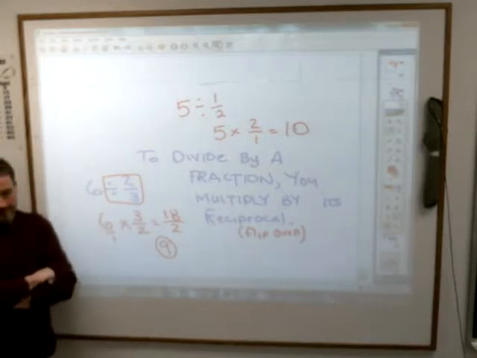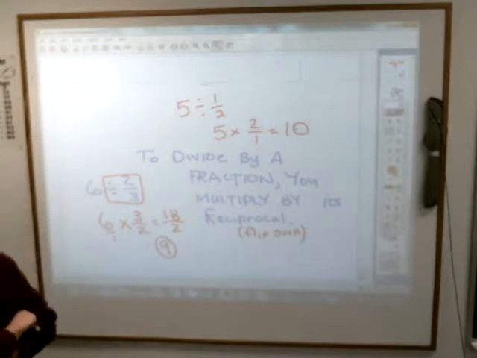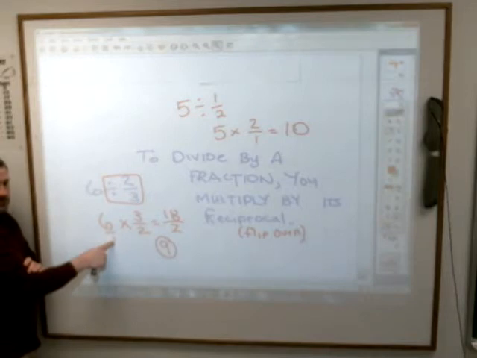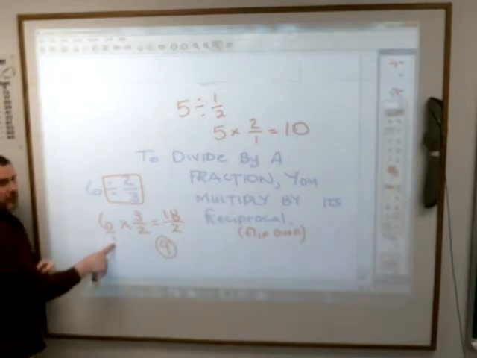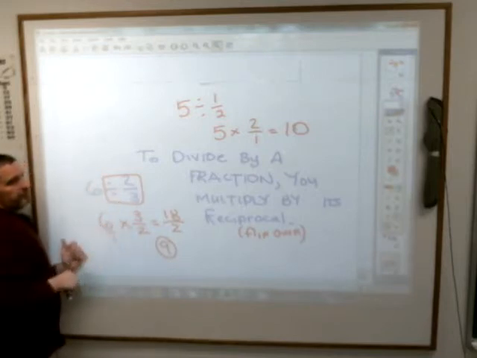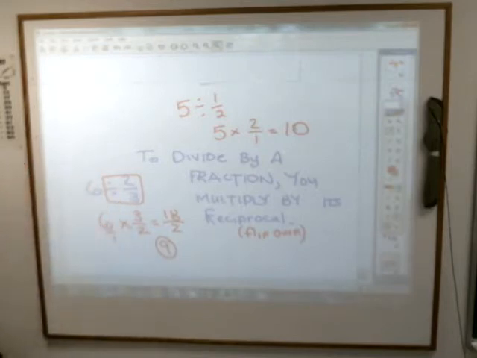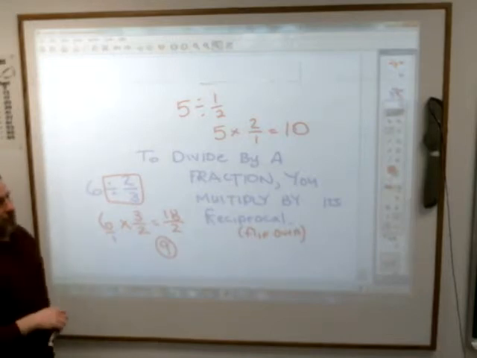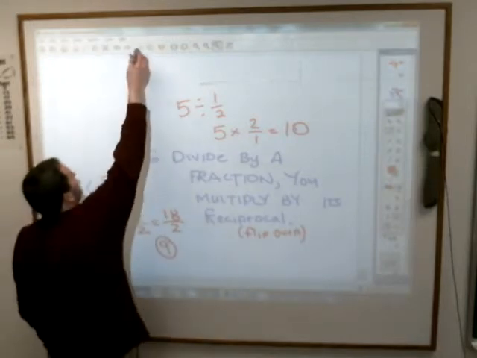Yes, Grace. Can't you do 6/1 times 2/3? Is that what this is? No, 2/3. 6/1 times 2/3 will not give you the right answer. You must flip the second fraction. If you flip the first fraction, you're going to get the exact opposite answer you should. Always flip that second one.